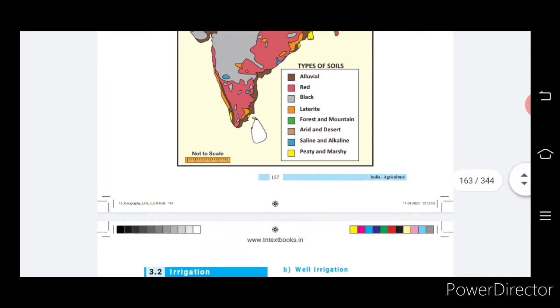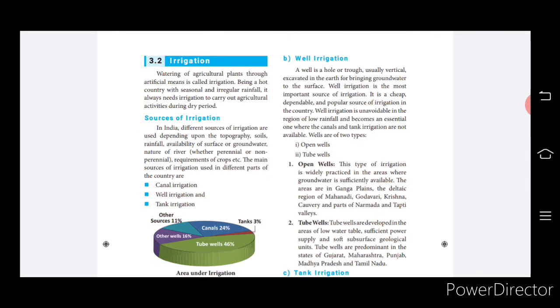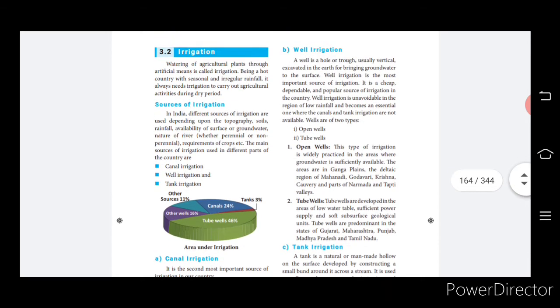Okay. Now coming to the irrigation part, the soils where the crops have been growing, we need to do irrigation. Am I right, children? Because of the irrigation, the crops used to grow beautifully. So for that only irrigation methods have been allotted. There are so many irrigation methods. I'll tell you what you mean by irrigation first. Watering of agricultural plants through artificial means is called irrigation.